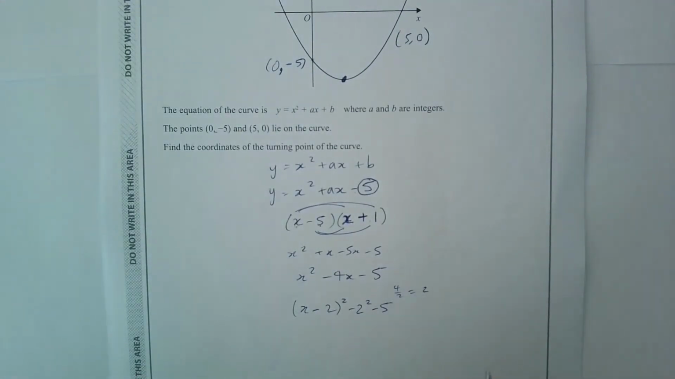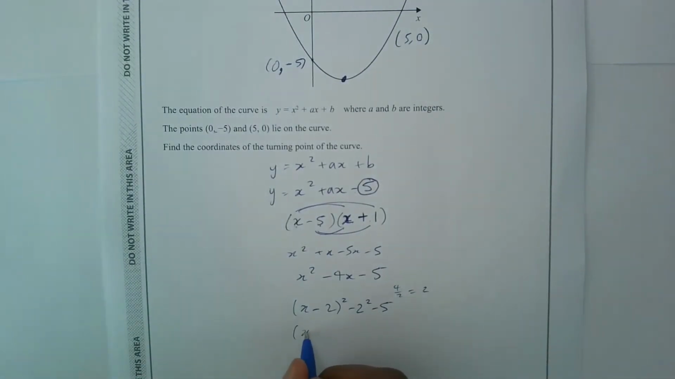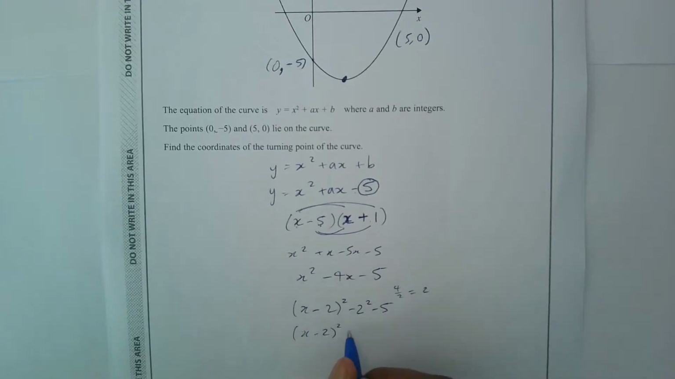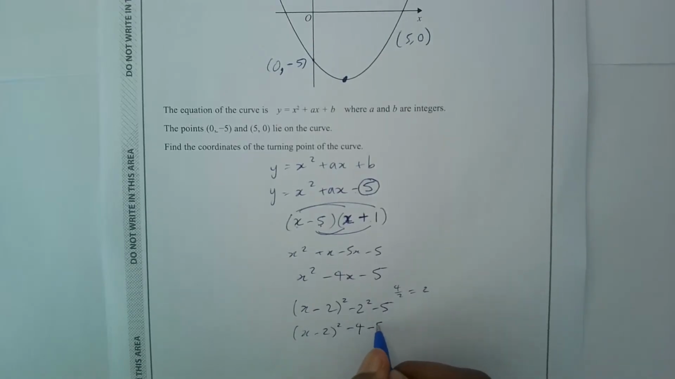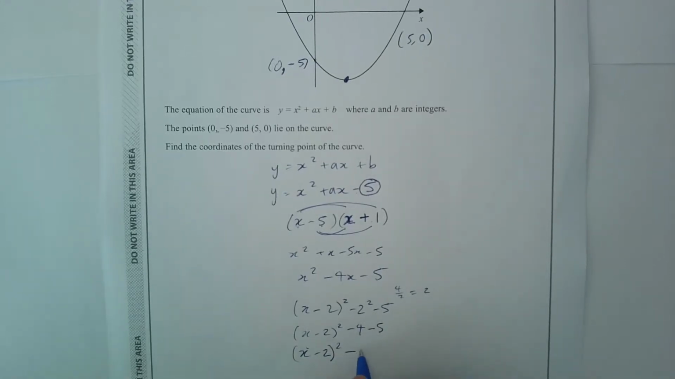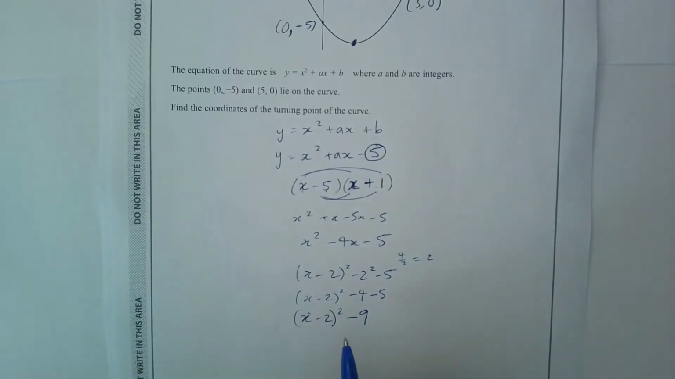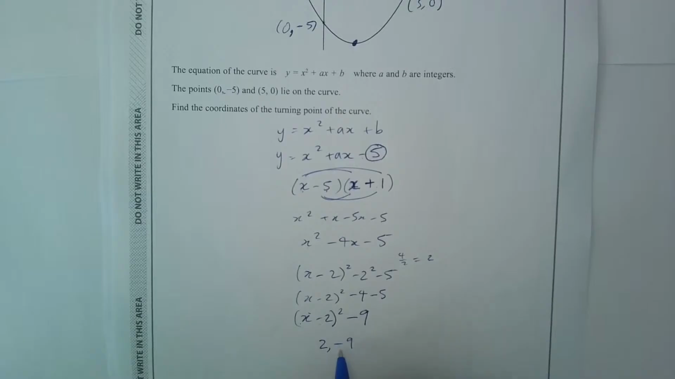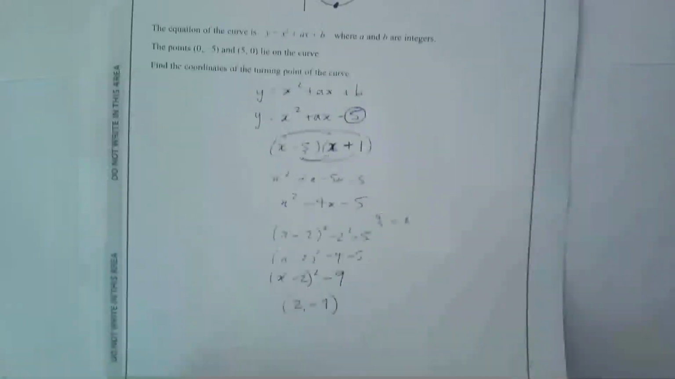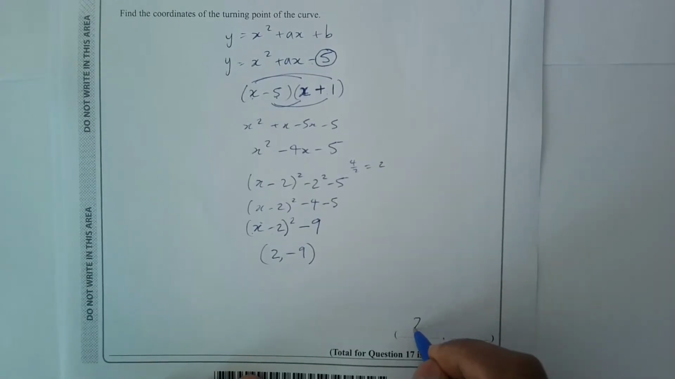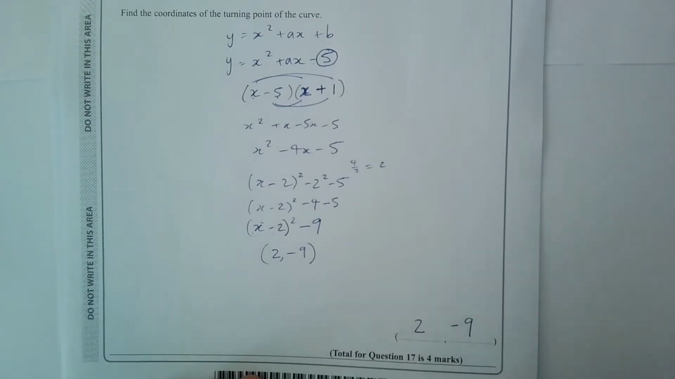And I just carry on going through that. 2 squared is 4, take away 5. So that's x minus 2 all squared, minus 4 take away 5 is minus 9. Now that I've got minus 9, I'm going to have the opposite there. So it's 2, and that stays the same, minus 9. So that is my coordinate, and I can put that in here: 2, minus 9. 4 marks.